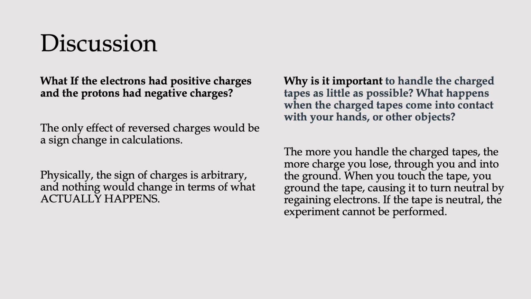Why is it important to handle the charged tapes as little as possible? And what happens when the charged tapes come into contact with your hands or other objects? The more you handle the charged tapes, the more charge you lose through you and into the ground. When you touch the tape or another object touches the tape, you ground the tape, causing it to turn neutral by regaining electrons. If the tape is neutral, the experiment cannot then be performed.